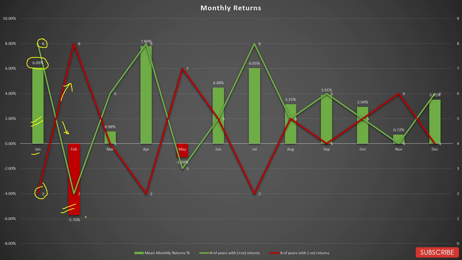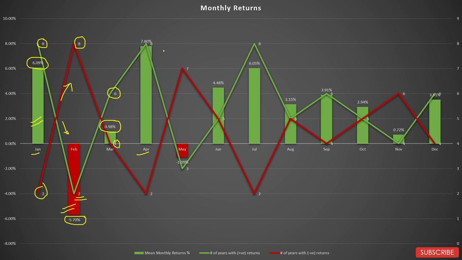The average returns in the month of February are negative 5.70%. 8 times out of 10, this sector has given negative returns in the month of February. Only twice it gave positive returns. So, no doubt, a very bad month for this sector. March, almost a flattish sort of month for the sector with close to 1% average return, 0.98% to be precise. Six positive years and four negative years in the last 10 years.